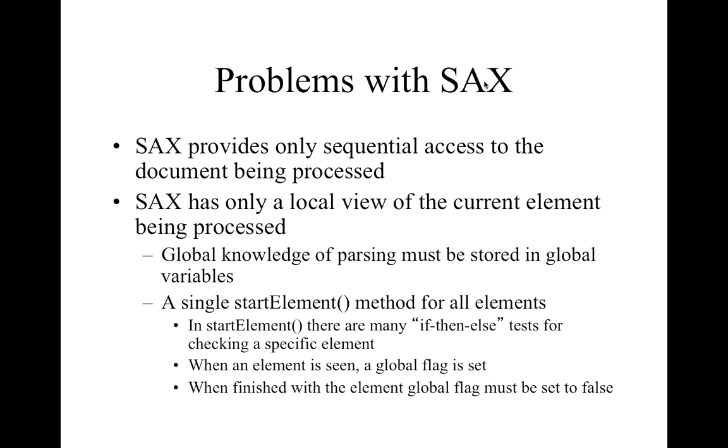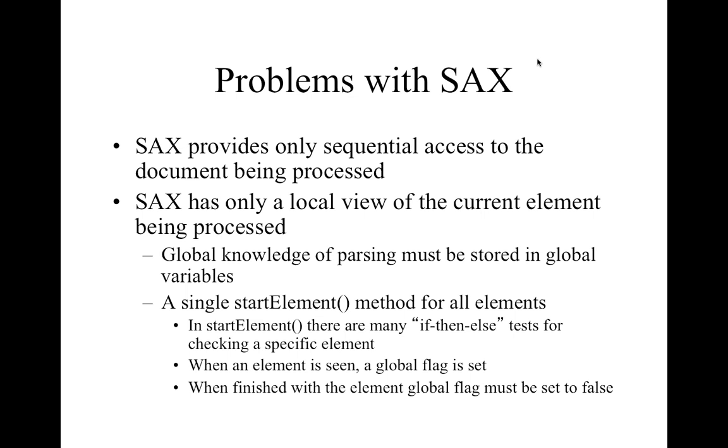Problems with SAX. So far we saw all this is the Simple API for XML, right? What are the problems? SAX provides only sequential access to the document. So SAX has only a local view of the current element being processed. Global knowledge of parsing must be stored in global variables. So it always knows more about the current element. If you need a global picture, you need to construct the global knowledge parameters as well to get the full picture of the entire XML.